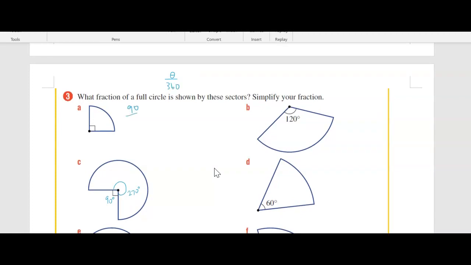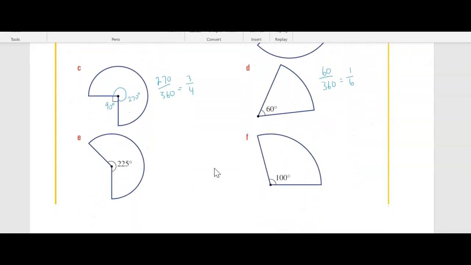So this first one is 90 over 360, which simplifies to a quarter, which you can see. 120 over 360, which simplifies to 1/3, so it looks like a third. 270 over 360, which simplifies to 3/4, which you can see. 60 over 360 is 1/6. 225 over 360. Oh no, now I've got to bring out the big guns, bring out the calculator. 225 divided by 360. And my phone is giving me a decimal answer, so I'm just going to do it as a decimal. And then 100 over 360.